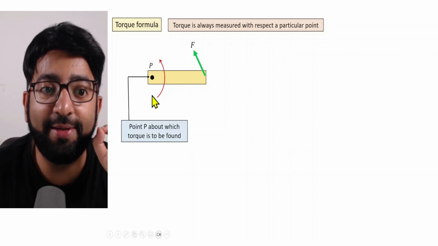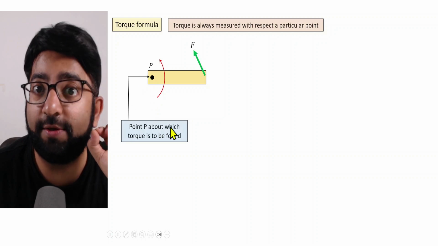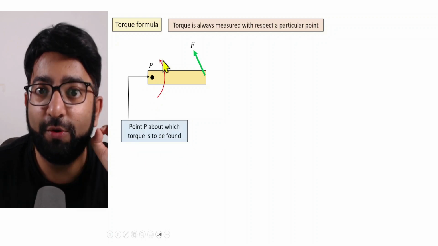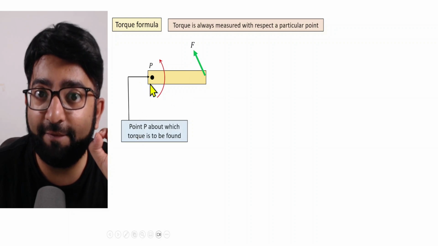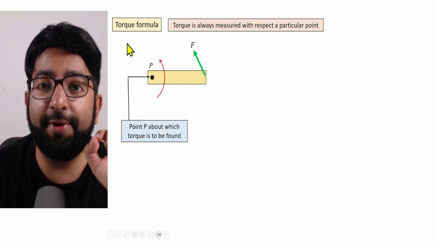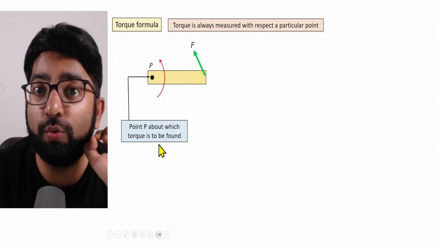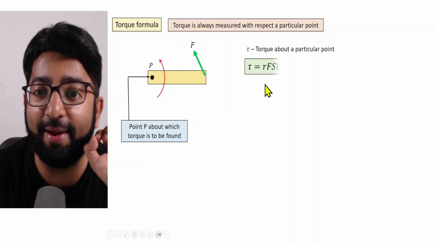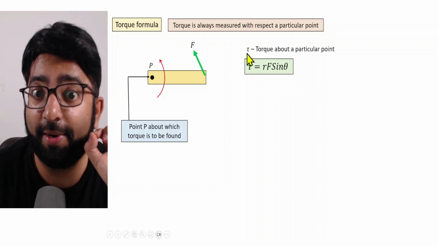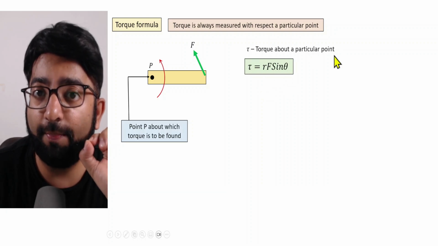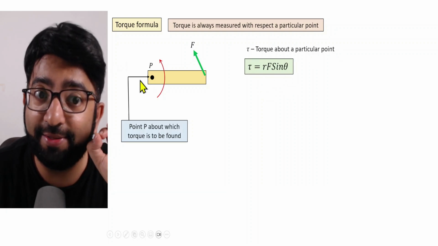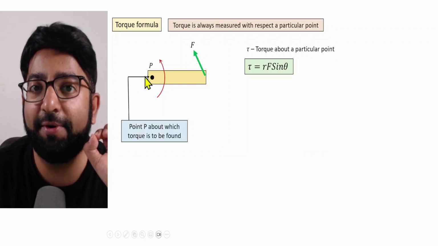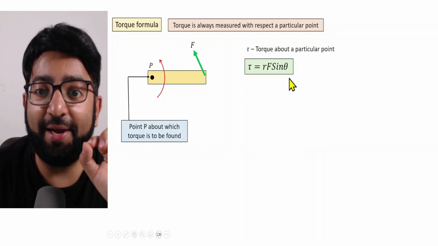So first of all, consider a point P about which we are supposed to find the torque. The object was hinged on the left hand, so we are considering that particular point as the point about which the torque is to be found. So what is the formula of torque? It is given by R F sine theta. But remember, torque is about a particular point. In this case, we are considering the leftmost end as that particular point. So torque is R F sine theta.